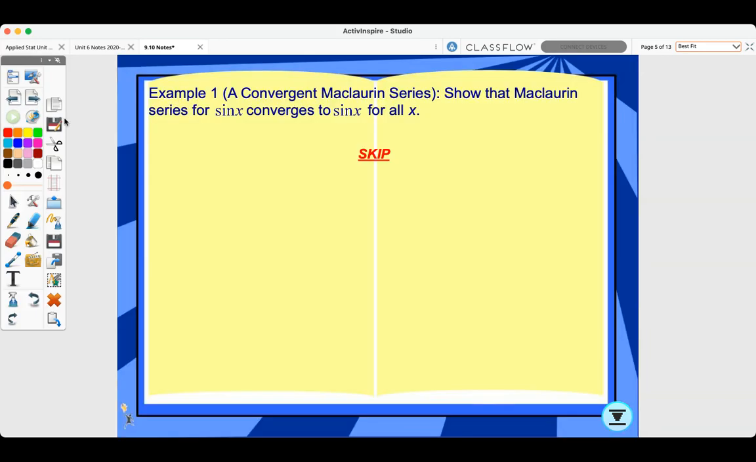We're going to skip example 1, to show that the Maclaurin series for sine x converges to sine x for all x, because we won't ever have to justify anything like this, and the process takes a long time. And we already found the Maclaurin series for sine x.